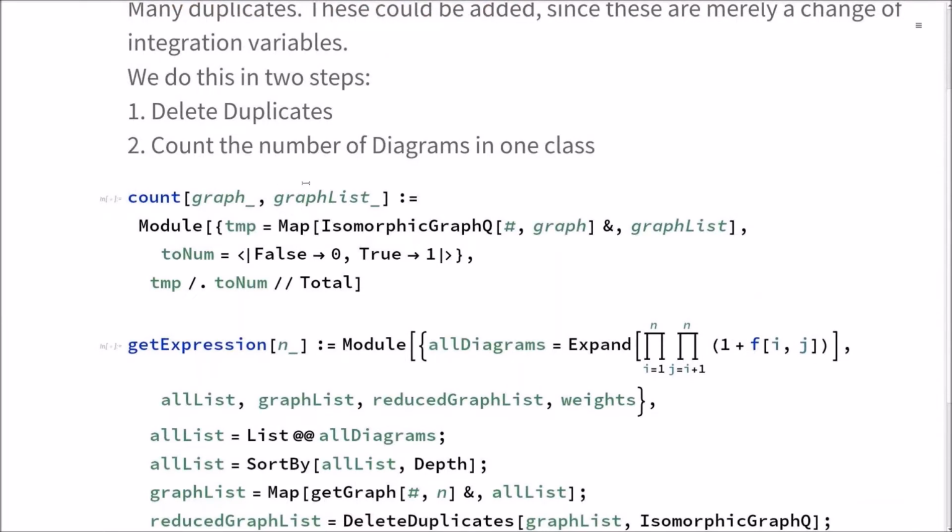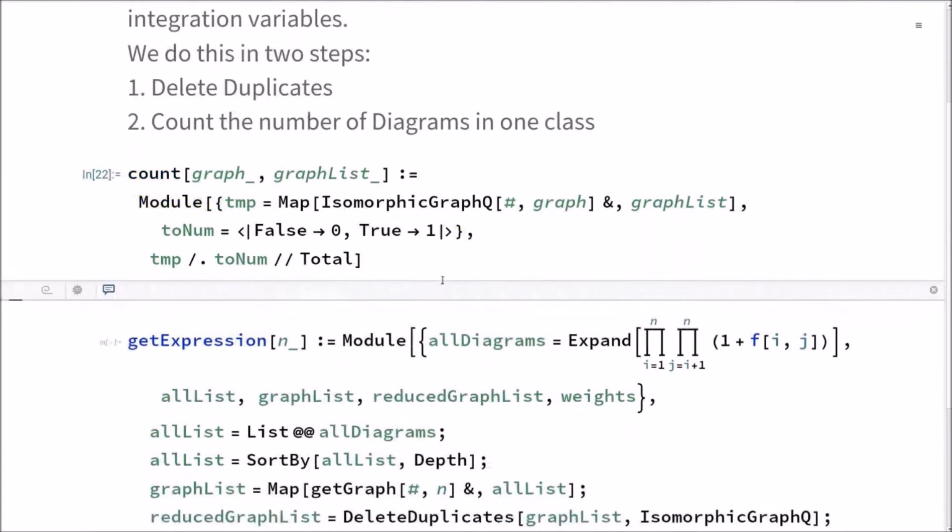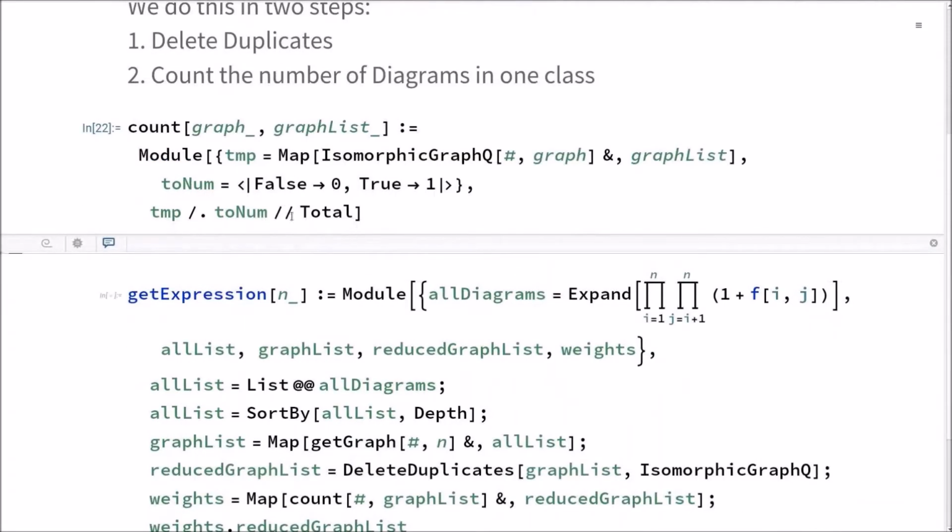This function counts how often a certain graph appears in a list. I can give a graph, and it counts how often this graph appears in the given graph list. And this is quite simple. We can test whether a graph is identical to a graph in the graph list by the isomorphic graph question. This gives true if they are isomorphic, and we count these graphs together. So we define this function here, and then we sum all together and get a number.